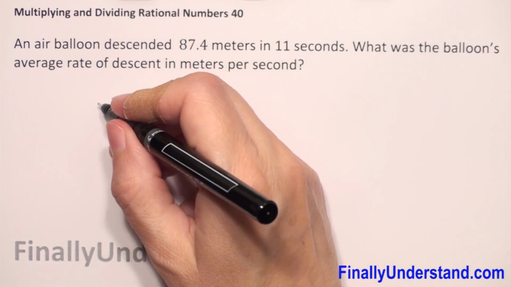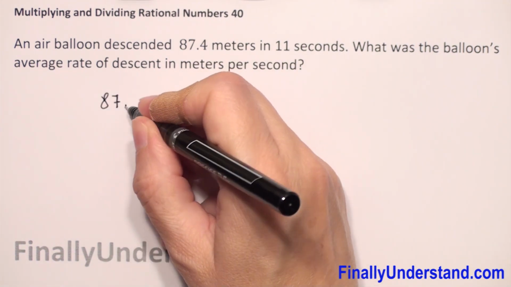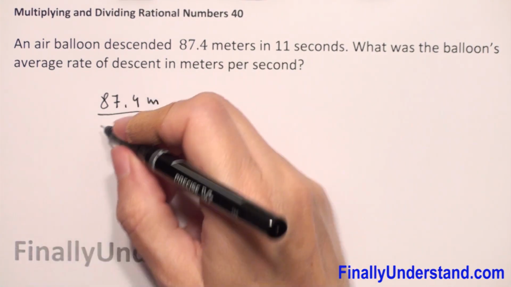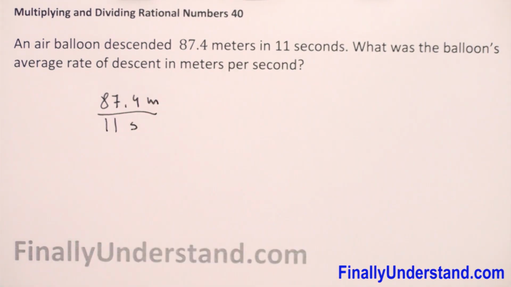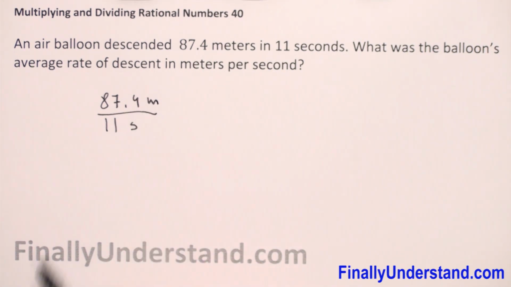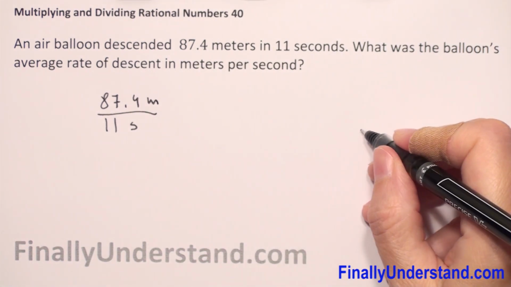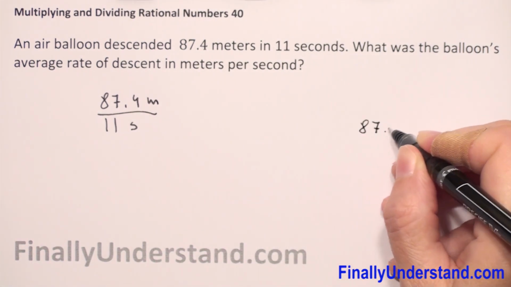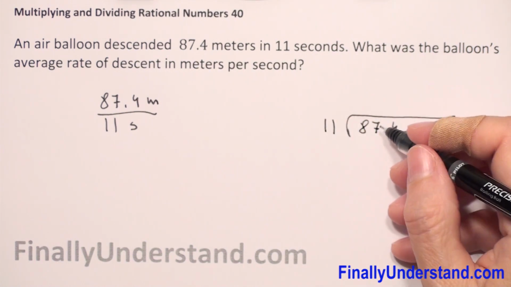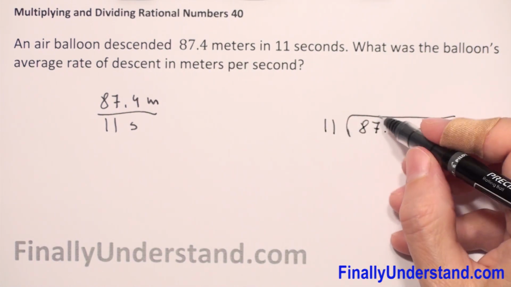So we have 87.4 meters in 11 seconds. Because we need to know what was the balloon's average rate of descent in meters per second, we have to do this division. We have to divide 87.4 by 11. How many times can you put 11 into 87?